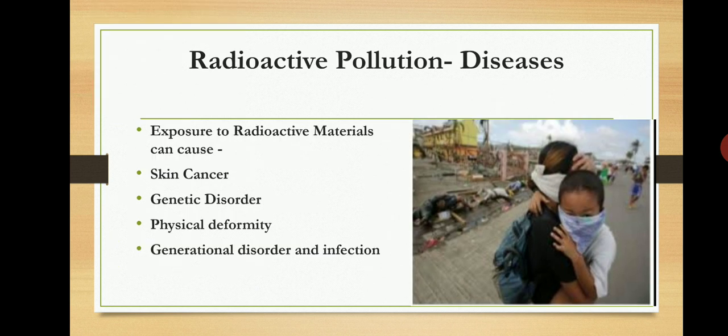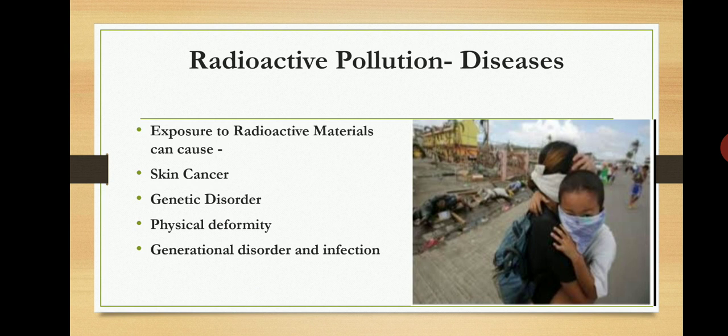Now, diseases that are caused by radioactive pollution. Exposure to radioactive materials can cause skin cancer, genetic disorder, physical deformity, generational disorder, and infection. Let's repeat: skin cancer, genetic disorder, physical deformity, generational disorder, and infection. Now let me look at skin cancer. Skin cancer is a cancer that is caused on the skin.